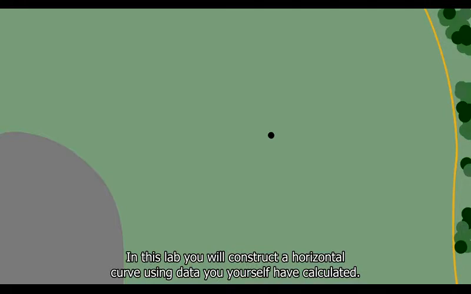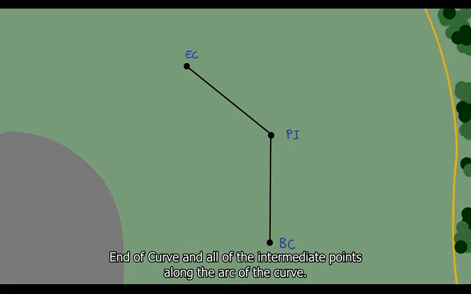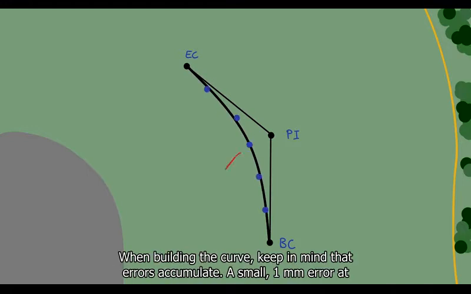In this lab, you will construct a horizontal curve using data you yourself have calculated. You will be locating and marking all of the points you have calculated: beginning of curve, end of curve, and all of the intermediate points along the arc of the curve. When building the curve, keep in mind that errors accumulate.